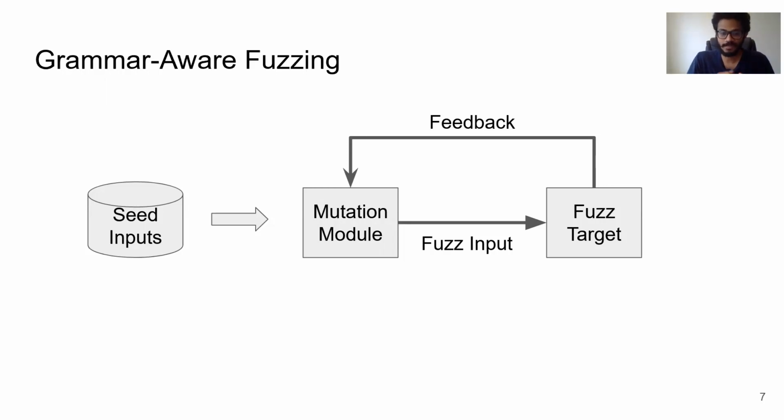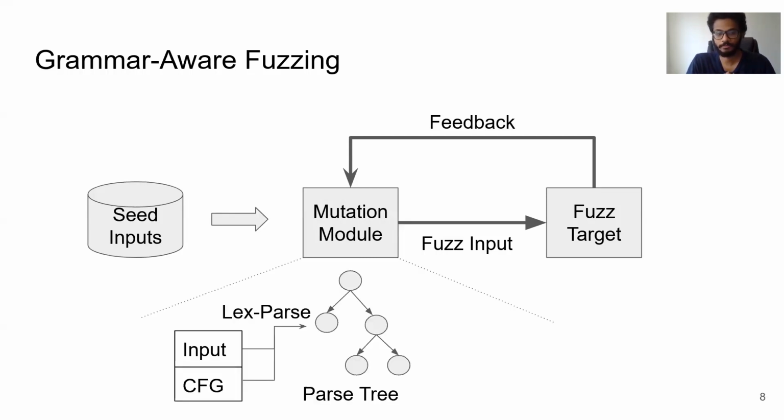When it comes to fuzzing language interpreters, especially if we want to fuzz past the parsing stage, we need to generate syntactically valid inputs. To that end, there has been extensive work done to figure out how to incorporate grammars into this fuzzing workflow, which is referred to as grammar-aware fuzzing. The methodology followed for grammar-aware fuzzing is as follows.